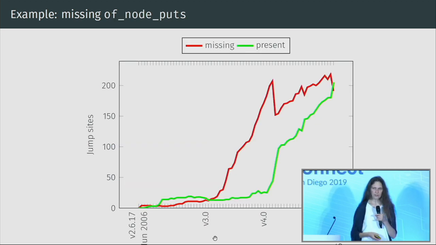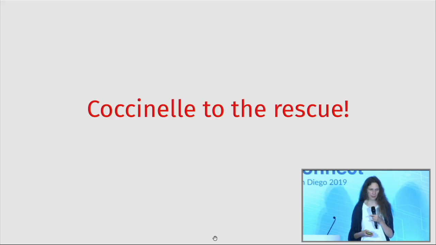And so again, we have a similar graph. It takes a long time for the use of the good strategy to take off, and it's only quite recently that the use of the good strategy has outnumbered the number of incorrect uses. So again, as I'm trying to emphasize, we have this problem. We have good strategies for doing things. These get introduced into the kernel. But it takes a lot of time for those strategies to propagate everywhere. So that's why we propose this tool, Coccinelle.